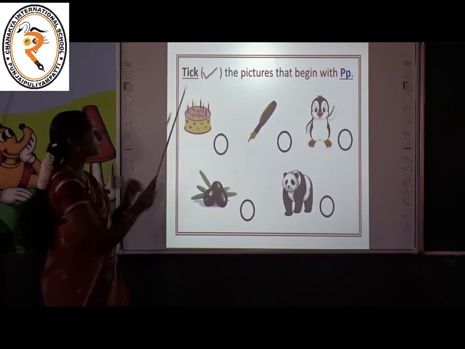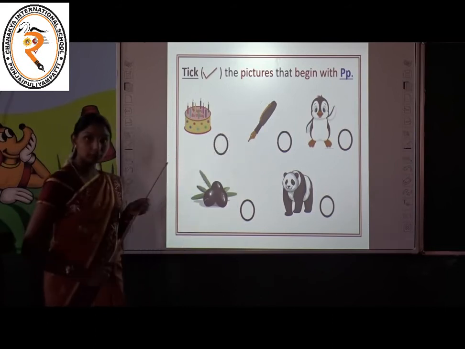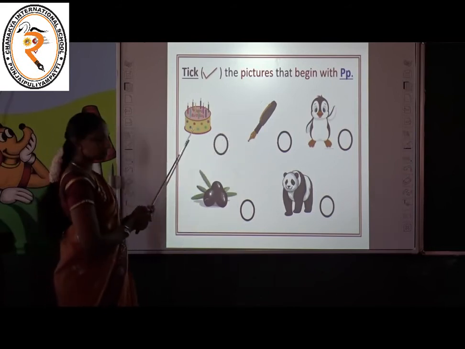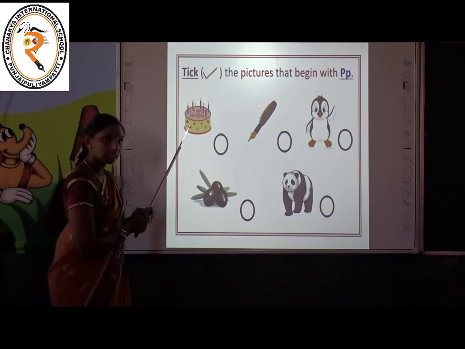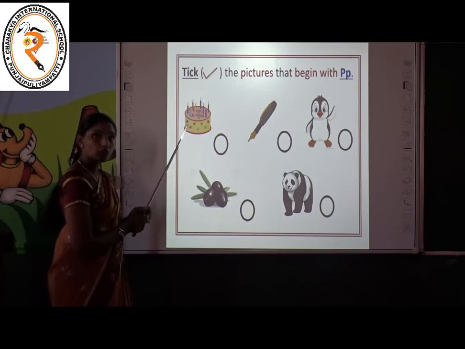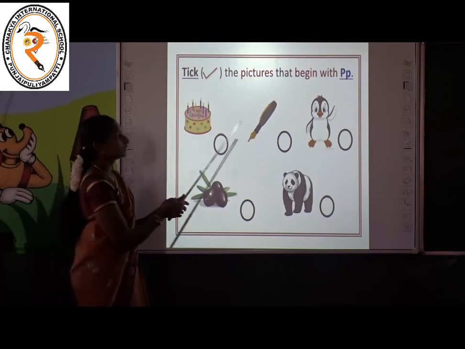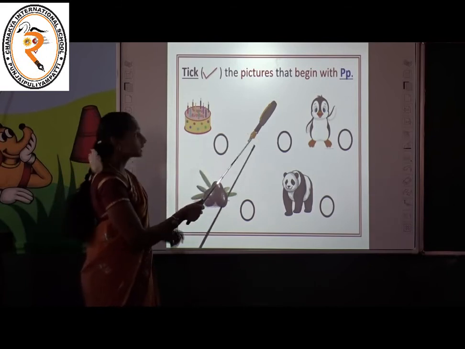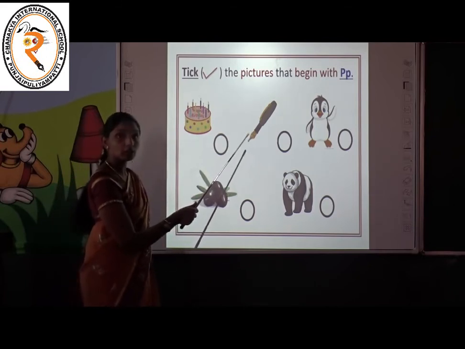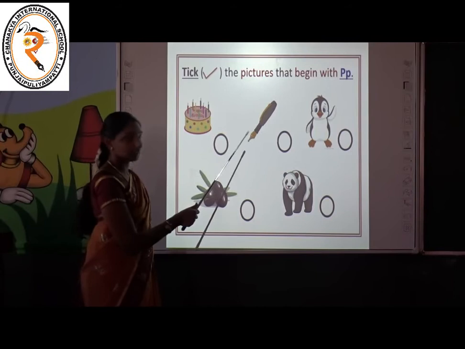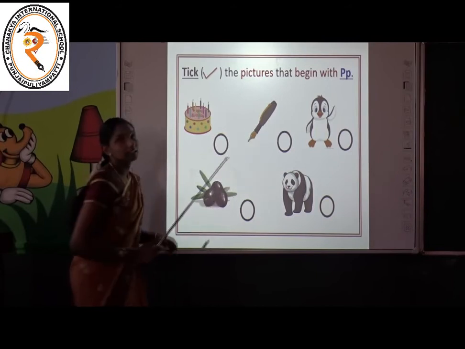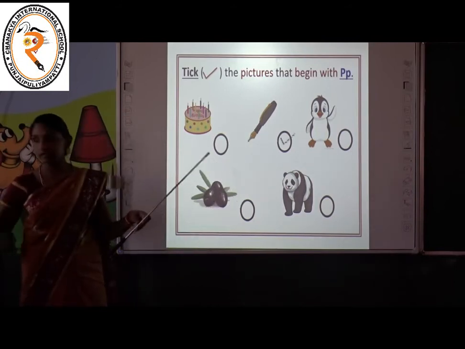Now, are you ready to tick the pictures that begin with letter P? Let's see one by one. This is cake. Open your mouth and say cake. Does it begin with P or not? No. It's not beginning with P. Very good. What is it? Pin. Is it the P sound or not, children? Which letter gives the sound P? Yes, letter P. It begins with letter P. We have to tick this.